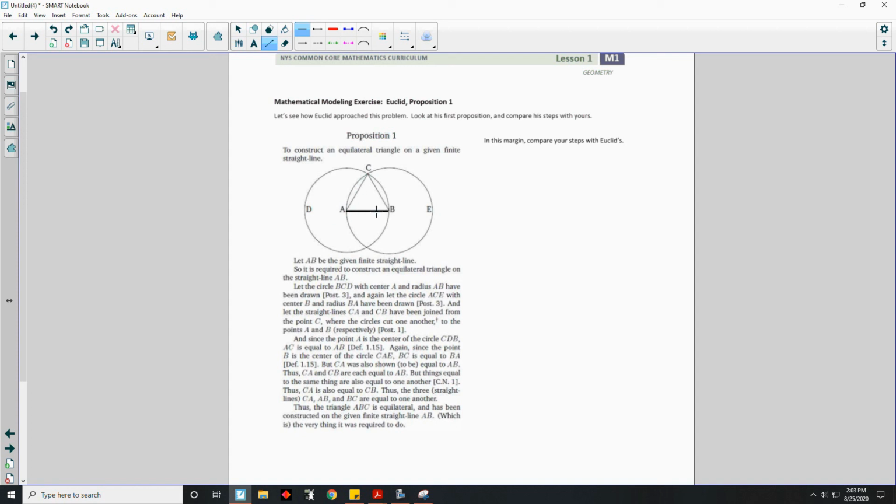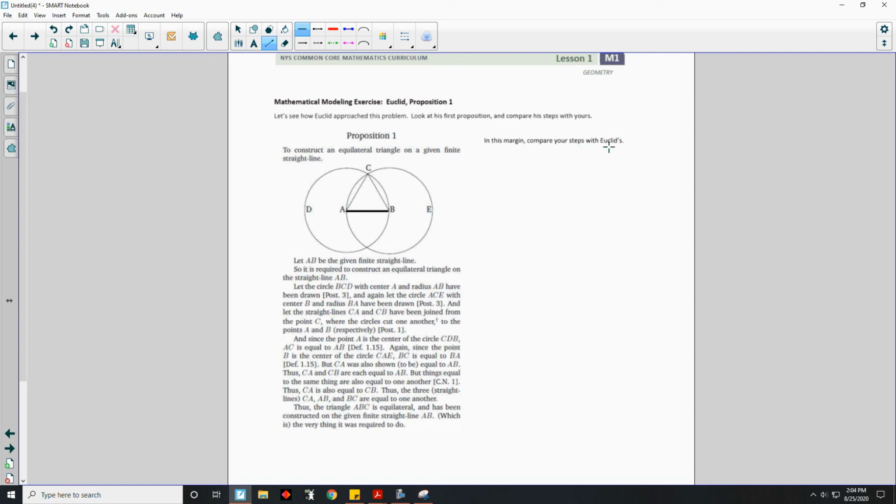Okay, so that is the property, it's called the transitive property. If one thing equals another and a third thing equals the same thing, in other words, if A equals B and B equals C, then A equals C. That is the transitive property. So that's what this is saying here. Thus, the three straight lines, CA, AB, and BC, are all equal to one another. Thus, the triangle ABC is equilateral and has been constructed on the given finite straight line AB, which is the very thing it was required to do.